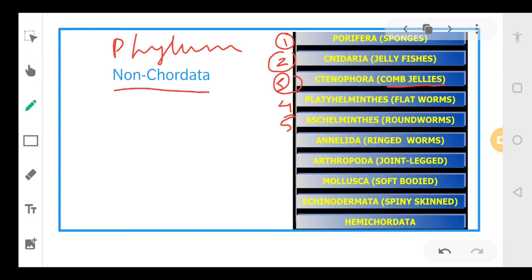Fifth is Aschelminthes, that is roundworms. Then sixth is Annelida, which is also called ringed worms. Seventh is Arthropoda, that is jointed legs. Eighth is Mollusca, which means soft-bodied animals. Ninth is Echinodermata, which means spiny-skinned animals. And the last is Hemichordata.